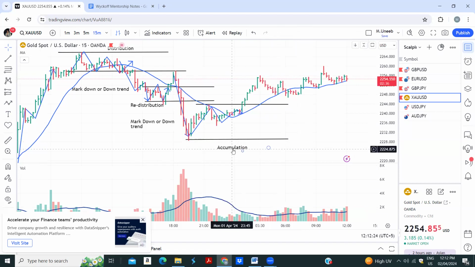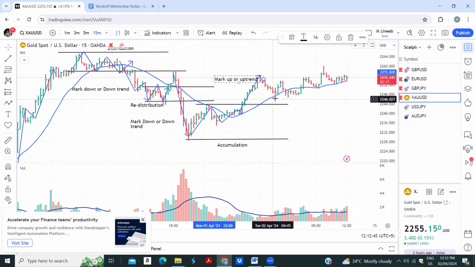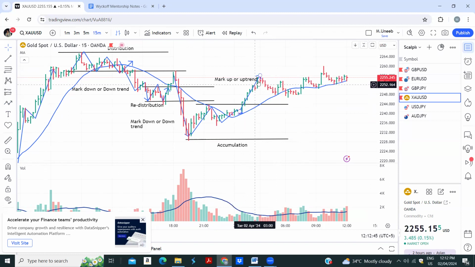And after accumulation, what do we have? We have the markup. We call this markup, or uptrend. So what happens here? Here we can see that the buying pressure is greater than the selling pressure. So the demand is greater than supply, and the price is moving up. The smart money is buying here.